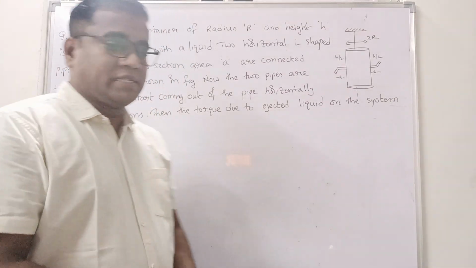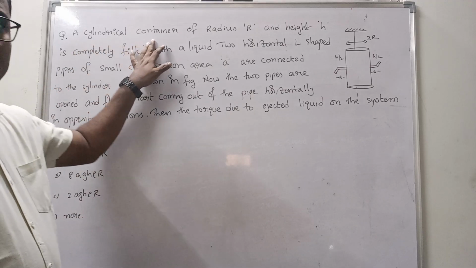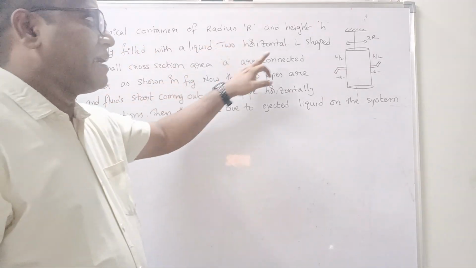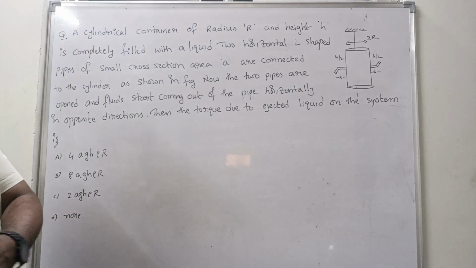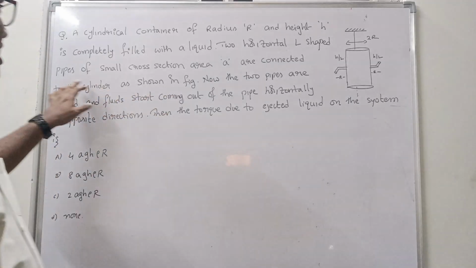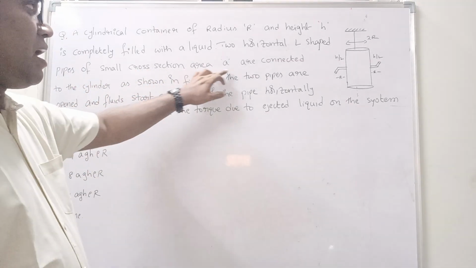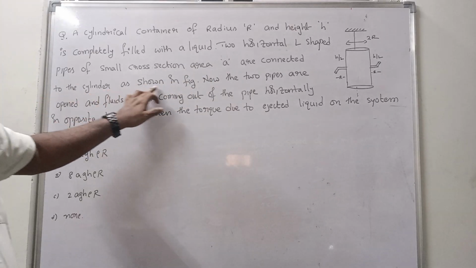Dear students, let's see this question. It is given that a cylindrical container of radius r and height h is completely filled with liquid. Two horizontal L-shaped pipes of small cross-sectional area are connected to the cylinder as shown in the figure.